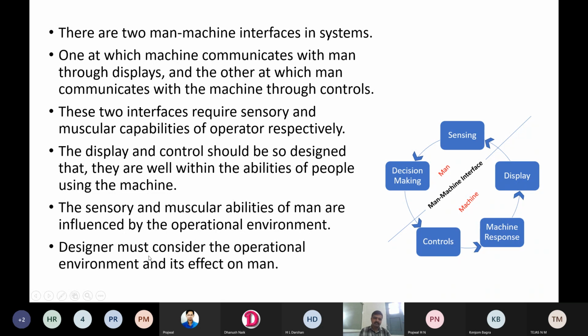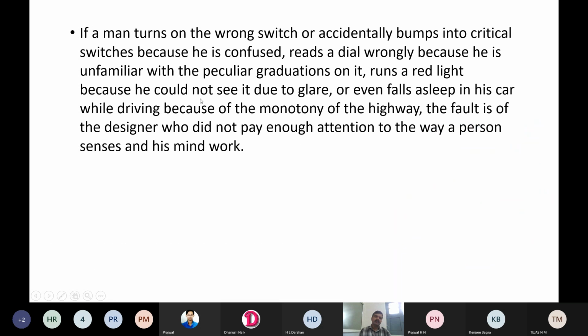Designer must consider the operational environment and its effect on man. So if a man turns on the wrong switch or accidentally bumps into critical switches because he is confused, reads a dial wrongly because he is unfamiliar with the peculiar gradations on it, runs a red light because he could not see it due to glare, or even falls asleep in his car while driving because of the monotony of the highway, the fault is of the designer who did not pay enough attention to the way a person's senses and his mind work.